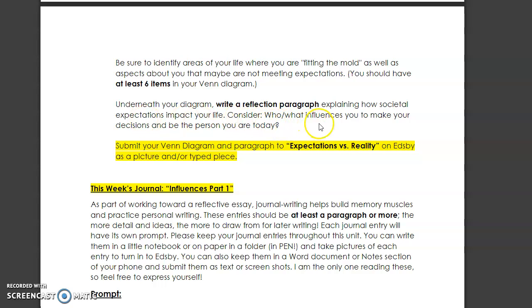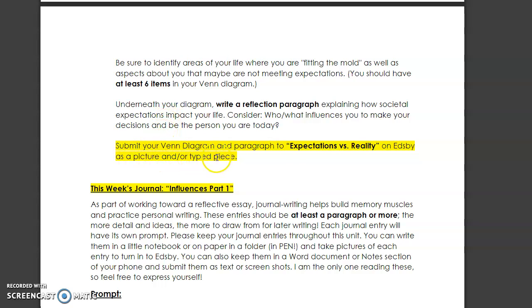Consider who or what influences you to make your decisions and be the person you are today. Do you do things because your parents tell you to? Do you have to do things because your brothers or sisters did other things in the past and now you're being held to their standard?